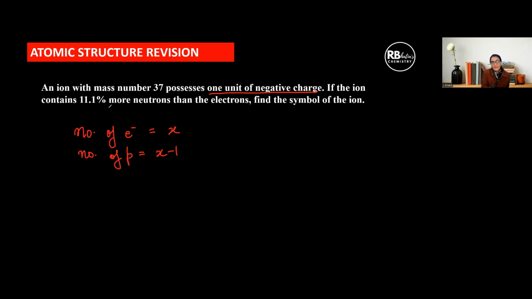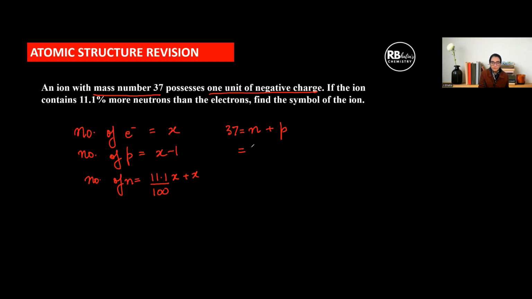Fine. An ion contains 11.1% more neutrons than the electrons. So what will be the number of neutrons? It is going to be 11.1% of X plus X. Okay. So now we have to calculate the value of mass number. We also know the ion with mass number 37. What is the meaning of mass number 37? Mass number 37 means number of neutrons plus protons.